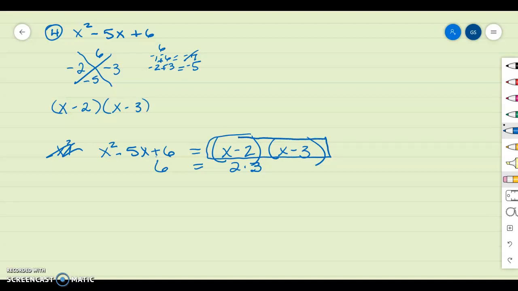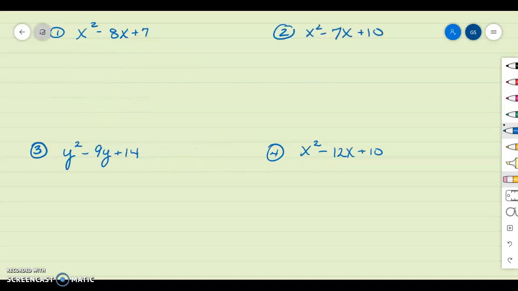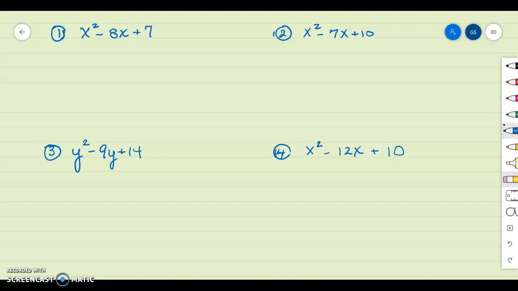Okay, so I'm going to pause. I'm going to write some examples for you. You work them out, and then you're done for today. Okay, so hit pause and work these 4 problems out. And when you're done, come back and check your answers. Okay, copy these problems down, hit pause, and work them out. And when you're done, come back and I'll have answers up for you.